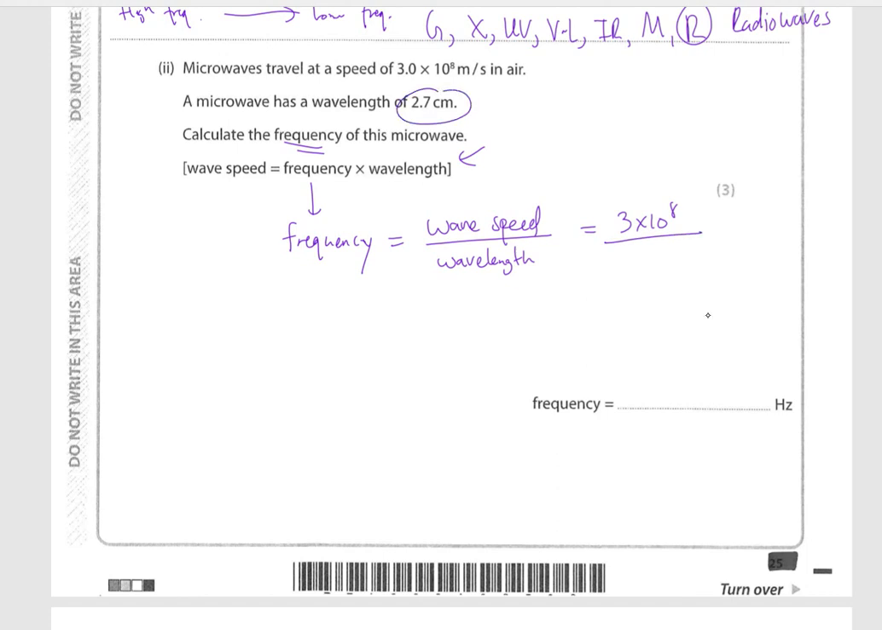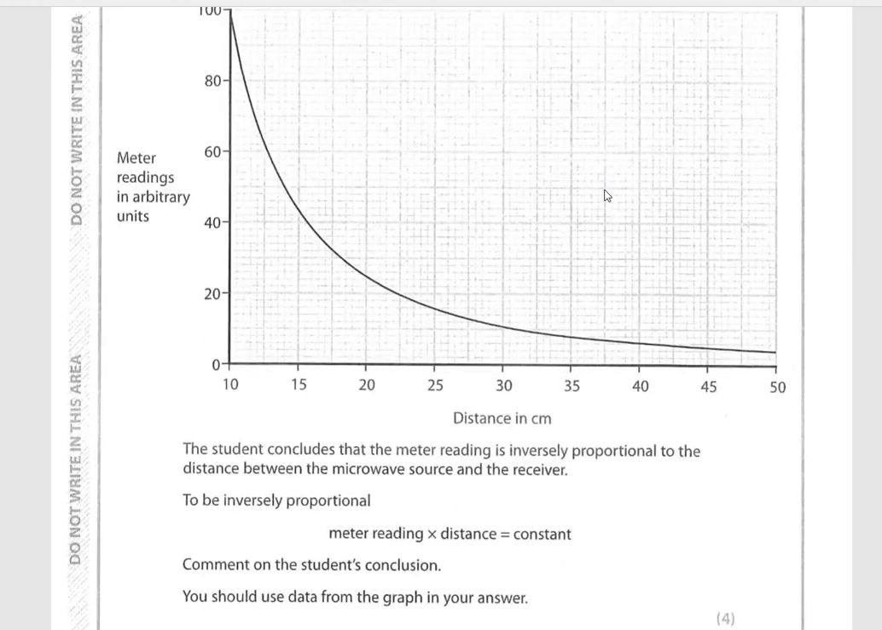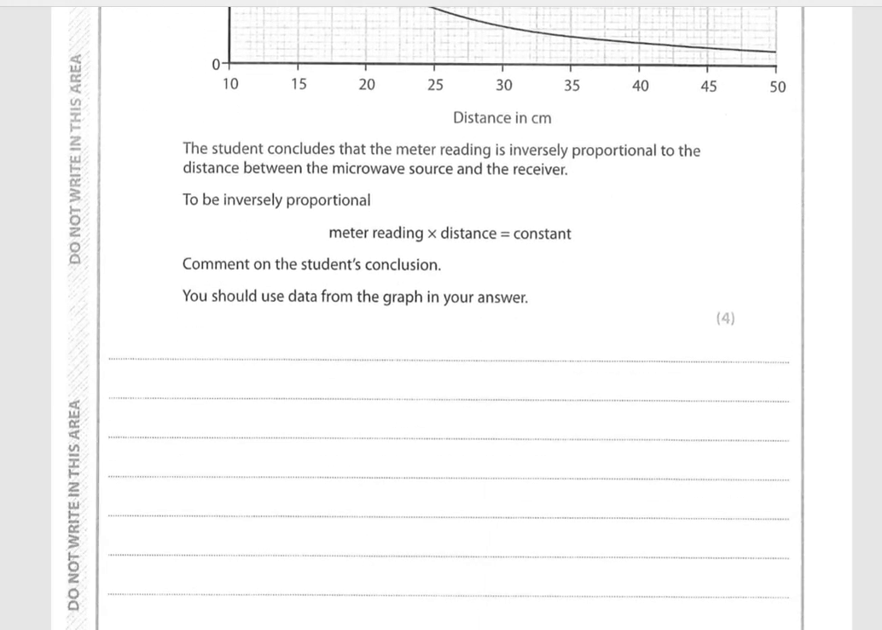Now the wavelength, look, it is in centimeters. What do we need to do with that? We need to divide by 100 to get meters. Okay, so therefore 0.0727 is 1.1 times 10 to the power 10 hertz. So that's what we need to do, convert. Good, let's keep going.